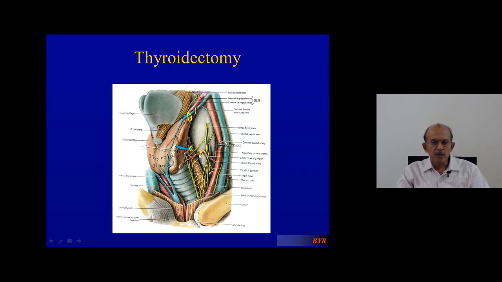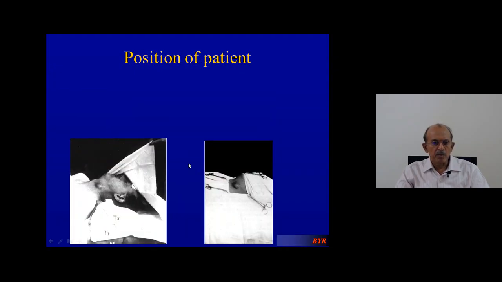Then you ligate the inferior thyroid artery. While you ligate the inferior thyroid artery, you must safeguard the recurrent laryngeal nerve. Otherwise, the nerve may be damaged. Then you ligate the inferior thyroid vein, separate the gland from the trachea, and remove it.